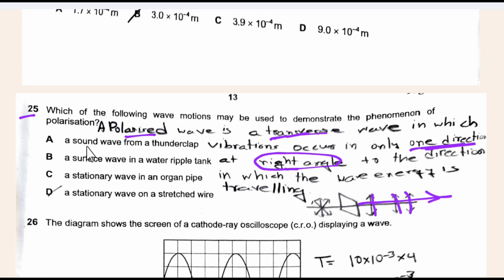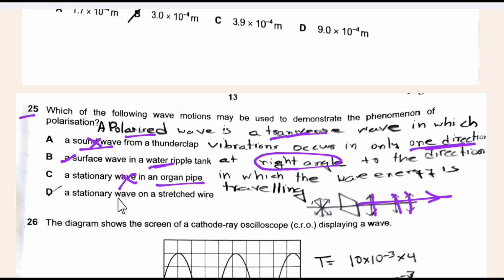So in option A, a sound wave from a thunderclap. Since it is a sound wave, it is a longitudinal wave, so we cannot form a polarized wave from this. Then the surface waves in a water ripple tank. Since it is a water wave, it is a transverse wave, so we can use this. Then a stationary wave in an organ pipe. An organ pipe produces sound, and sound is a longitudinal wave, so we cannot use this.